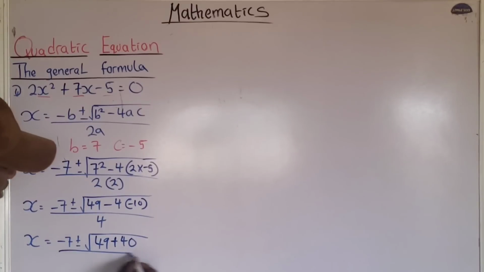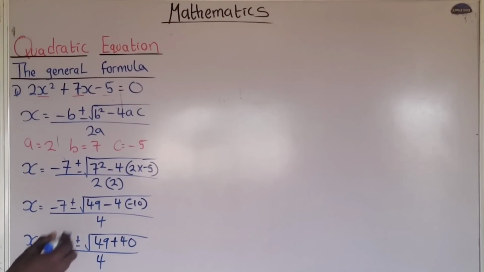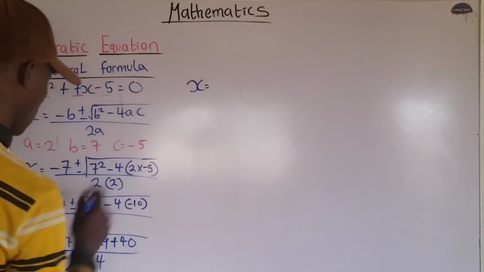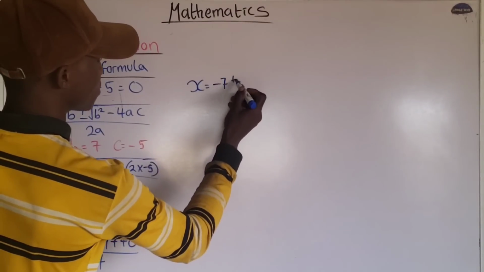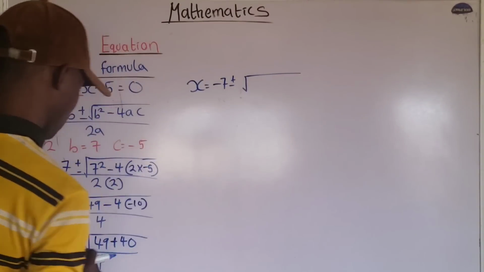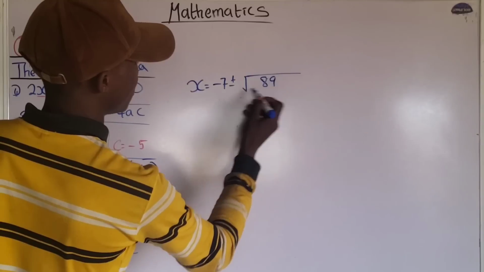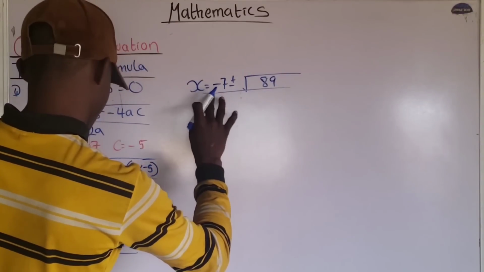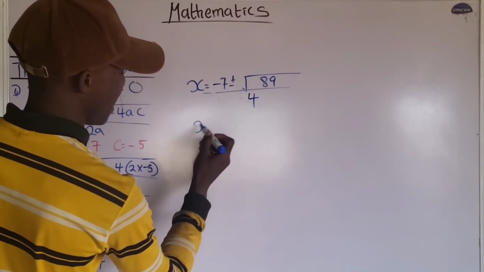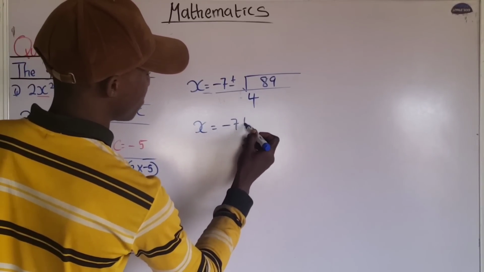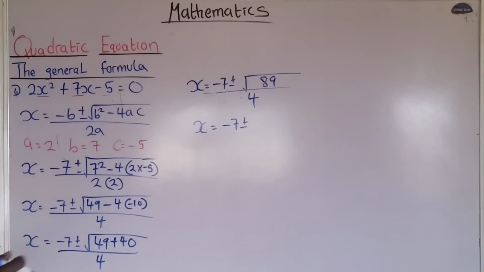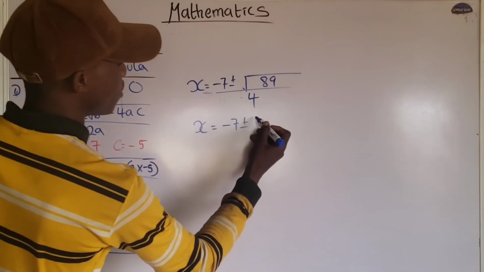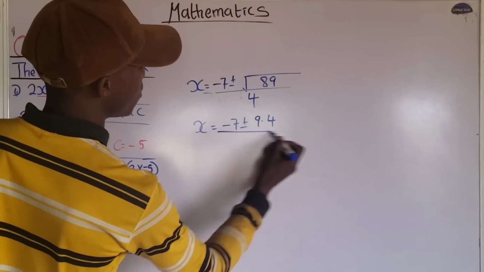Okay, so I'm going to have this all over 4, and here x is equal to minus 7 plus or minus the square root of 89, all over 4. Now, the square root of 89, what will give us? The square root of 89 is what? 9.4, you understand? So I'm going to have minus 7 plus or minus 9.4 all over 4.